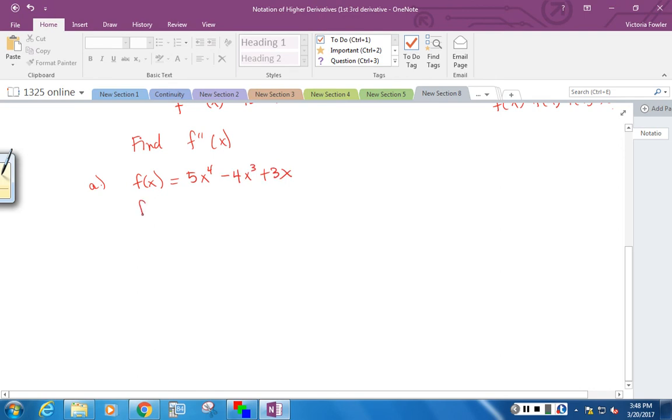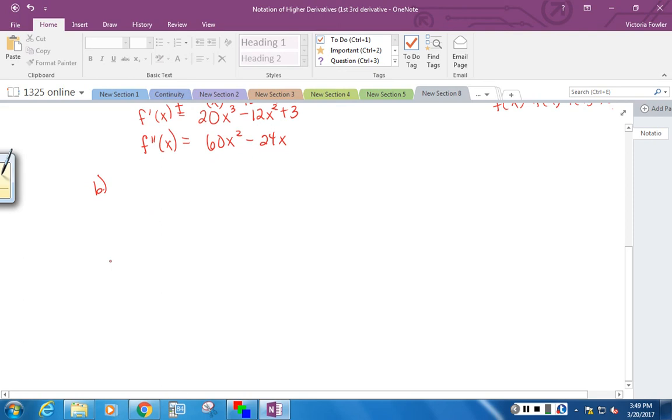I'm finding f double prime, so in order to do that, I'm going to take the first derivative, which is, using that power rule, 20x cubed minus 12x squared plus 3. And then the second derivative, which you see the notation there, the double prime, all I have to do is take the derivative of the first derivative. So I'm going to have 60x squared minus 24x plus 0, which I don't have to write. So we can see all I've done is I've taken the derivative of the first derivative. That would be my second derivative. Okay, so if I have my first derivative, all I have to do is then take a derivative of that, and that'll give me my second derivative.